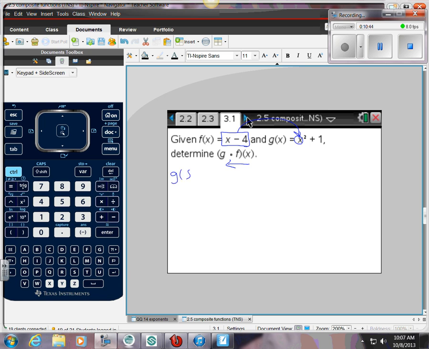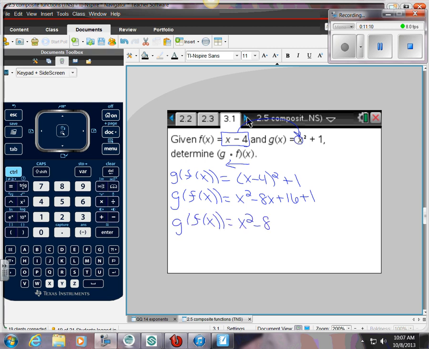So g of f of x, you're going to have x minus 4 plus 1. How many of you got that? Okay. All right, so then we had to FOIL that out. And you should get x squared minus 8x plus 16 plus 1. Agreed? G of f of x equals x squared minus 8x plus 17.